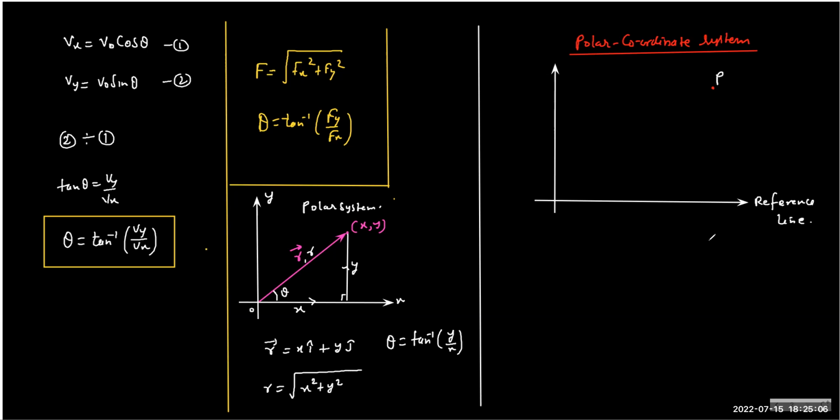Please do remember, the reference line need not be the x-axis. It is just the name of the line, the reference line. In the polar system, we don't have any other thing. We just have only one line, and the beginning is called the origin. That's it.